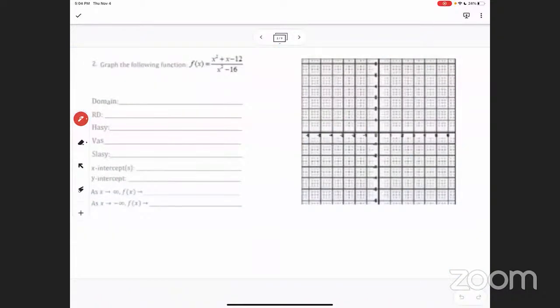So for this one, let me just talk you through and then I'll let you do it. What's the horizontal asymptote going to be? Remember what I said about it? It has to do with the degrees. Since it's x squared over x squared, they're the same power, so it'll be 1. Perfect. 1/1, which is 1.